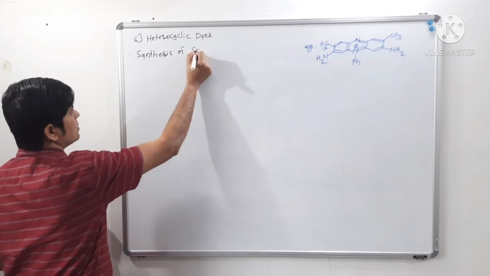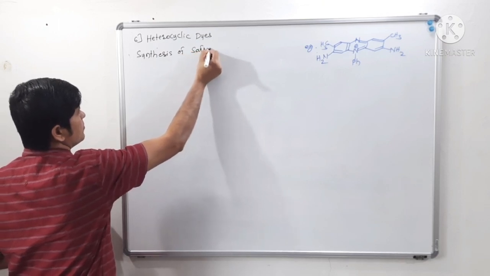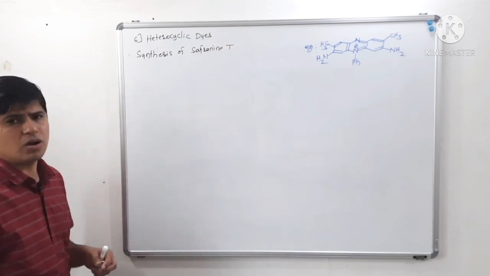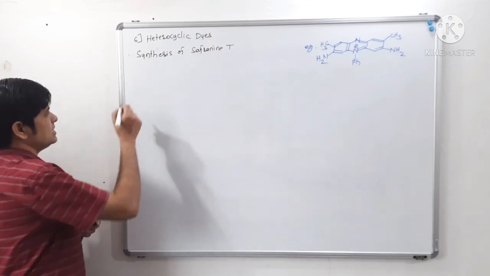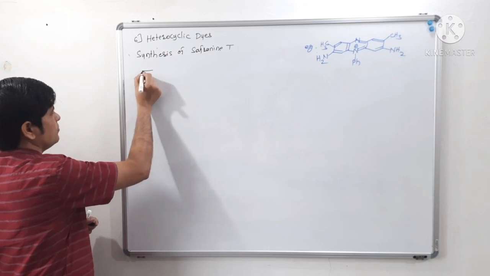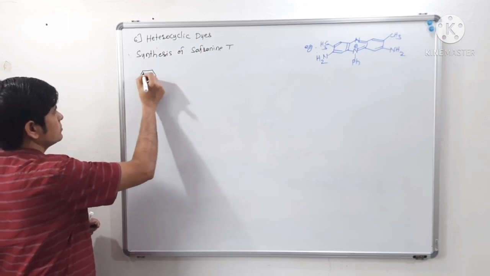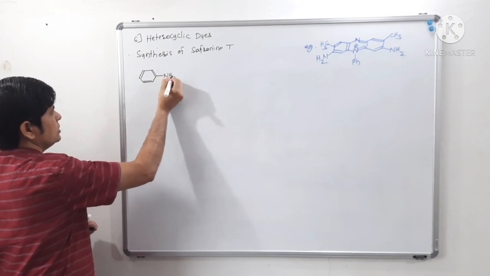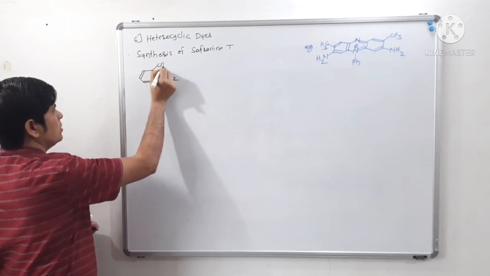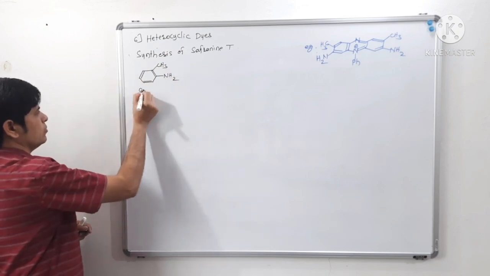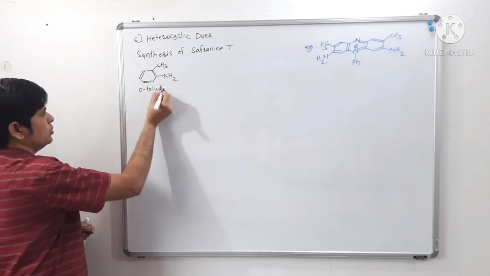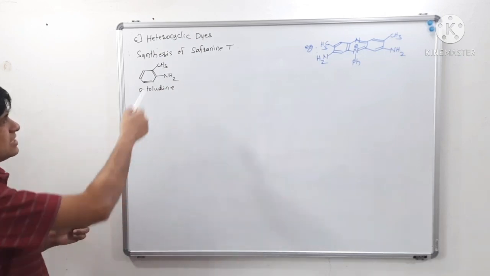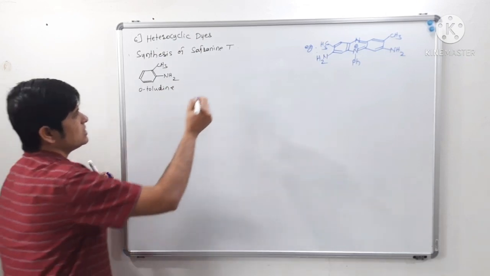Synthesis of safranine T. See, this synthesis starts with the reaction of orthotoluidine. So the first step in the synthesis of safranine T is what?